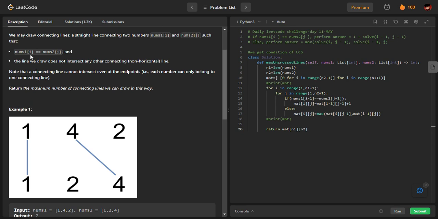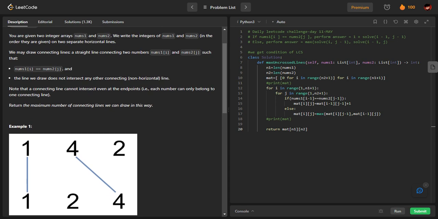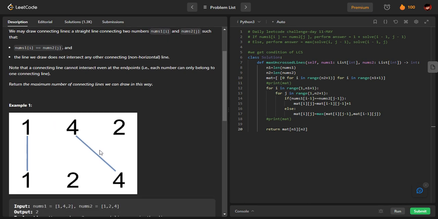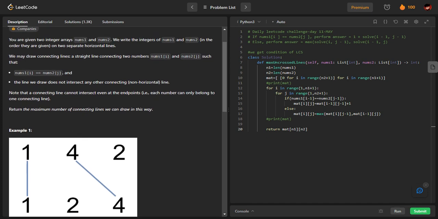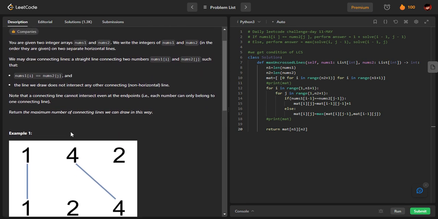We may draw connecting lines, a straight line connecting two numbers, one number from nums1 to another number in nums2, such that both numbers should be equal. For example, if I am connecting two numbers, then they should be equal. One end should lie on the nums1 array and the other one should lie on the nums2 array. That is the basic idea, and they should be equal.